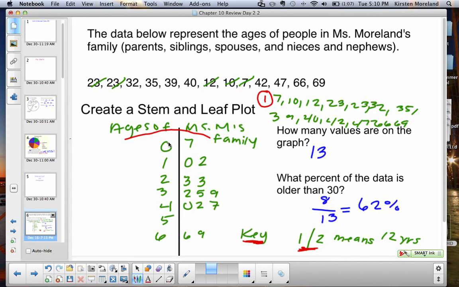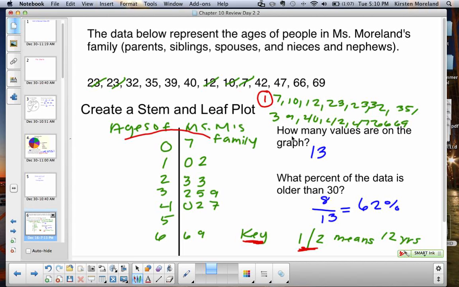Next thing, all of your stems should be your tens digits. Notice I have to go all the way from 0 to 6. I can't skip any. Even though no one was in the 50s, I can't just not write 5. I have to write it in order. And then the leaves are my ones digits. I just want you to make sure you're okay with making this.